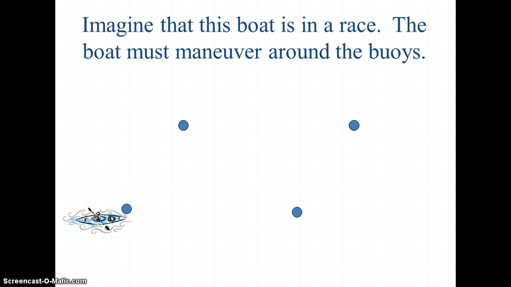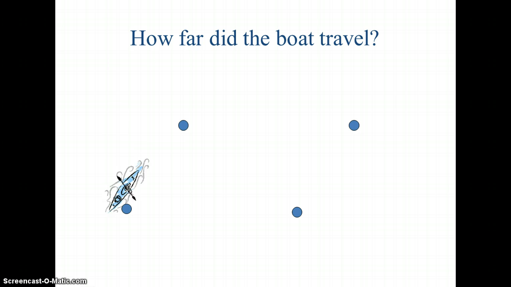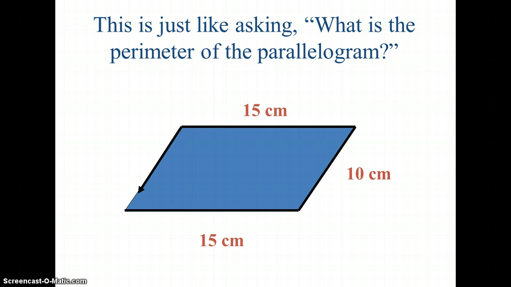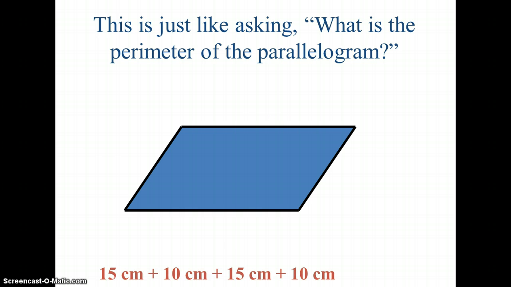Let's imagine that this boat's in a race and the boat must maneuver around the buoys. Now ask yourself, how far did the boat travel? That's just like asking what's the perimeter of the parallelogram. And again, to find the perimeter of this shape, you simply need to add up all of the sides.